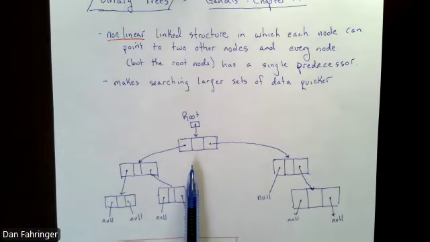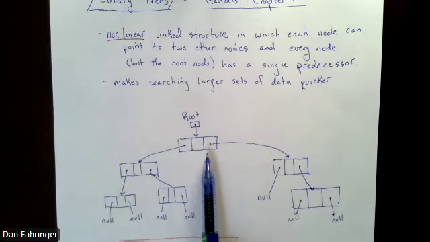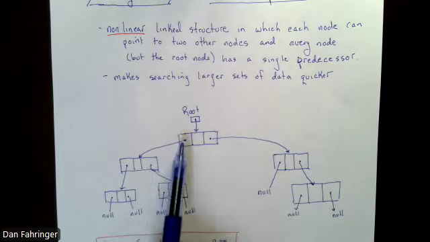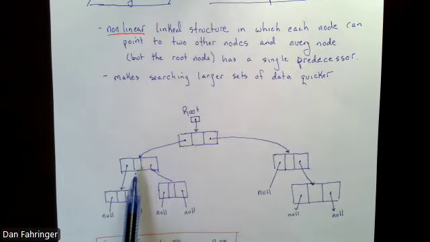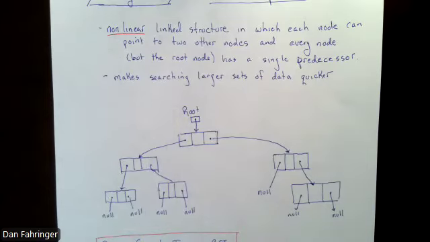Every node, except the root, has what's called a predecessor. But as you can see, we can go down, but we're going to have trouble going backwards. We're going to see how that works. That gets pretty darn clever in a little bit. All right. So what's going on here? It makes searching larger sets of data a whole lot quicker.